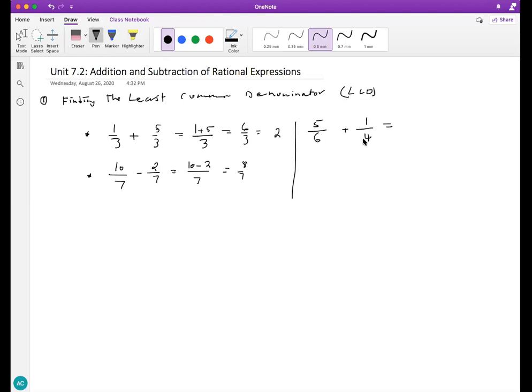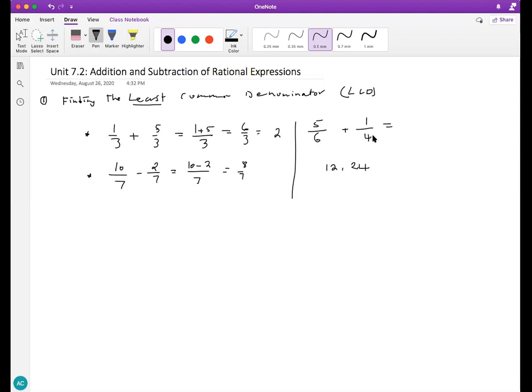So these are not the same. You can't just do 5 plus 1, 6 plus 4. That's wrong. Don't do that. It seems easy and convenient, but it's not the way you do it. So we're going to find the least common denominator, or multiple, for 6 and 4. What's the least common denominator? 12. 12 is the least. If you're thinking about 24, it's not the least. 6 times 4 is 24, which is also a common denominator, but it's not the least.